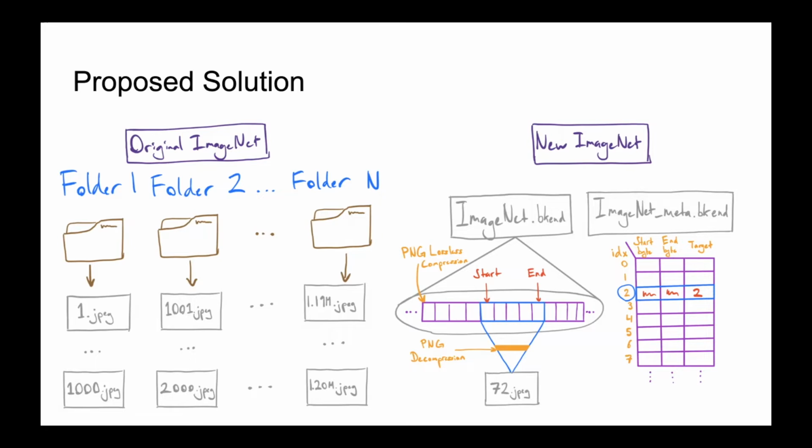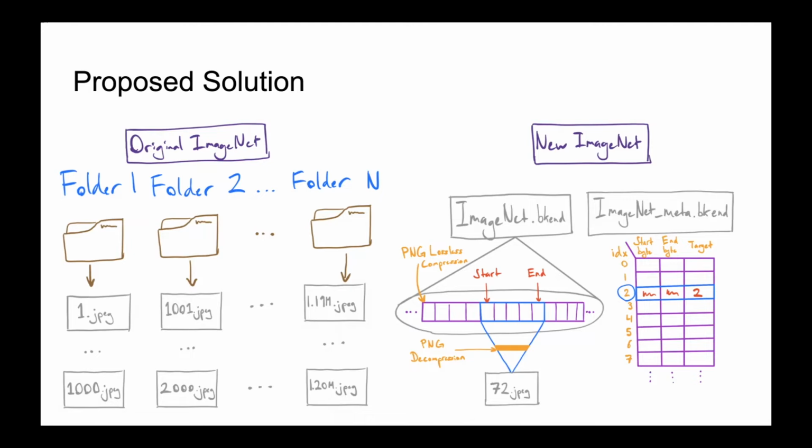We'll have one file paired with another metadata file. And this one file will contain a byte stream. This byte stream is essentially a lossless PNG compressed byte stream, which we saved by taking the individual JPEGs, turning them into bytes, doing a PNG lossless compression on them, and collating them together into one long byte stream. Then we'll actually save the starting byte and the end byte with respect to the index, as well as the target, inside the metadata table.